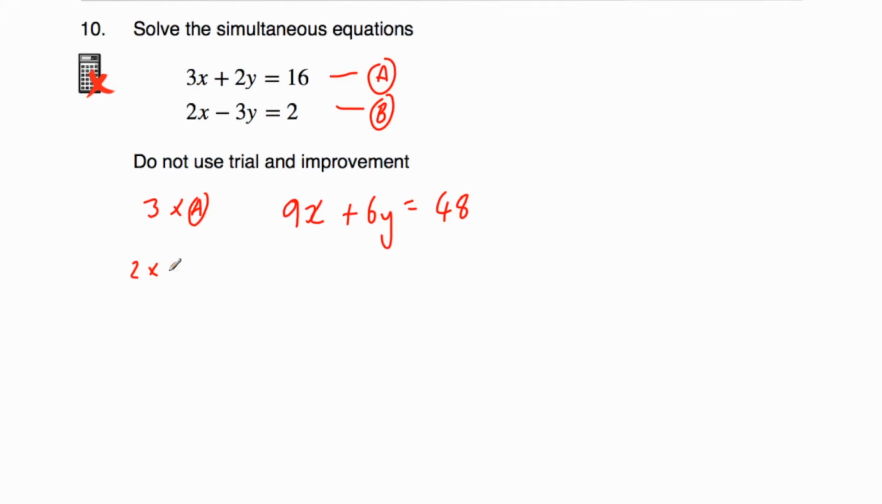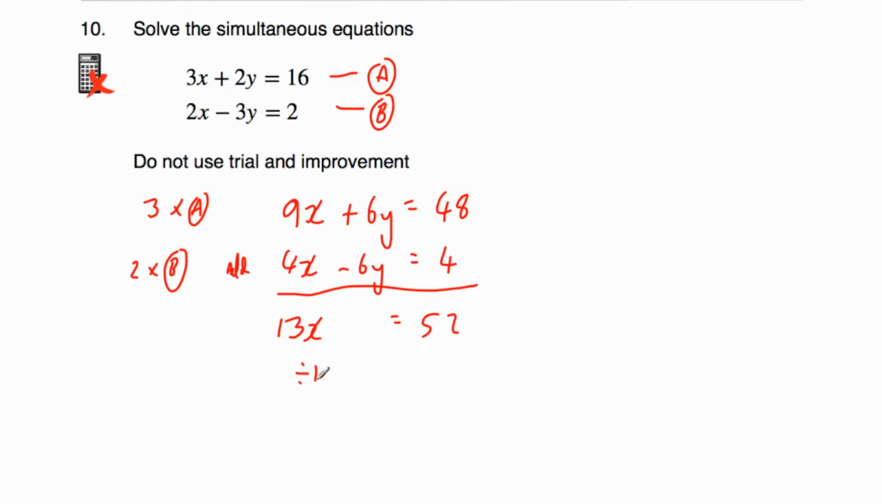Now let's do 2 times equation B. If we multiply all of this by 2, we're going to get 4x. And then instead of minus 3y, we're doubling it, so it's going to be minus 6y. And that's equal to 4, because we're multiplying everything here by 2. Now if we have a look here, we've got 6y and minus 6y, and they will add together to give us 0. So let's add these two equations. 9x plus 4x is 13x. 6y plus minus 6y, that's 0, so that's great. And on our right hand side, we've got 48 plus 4, that's equal to 52.